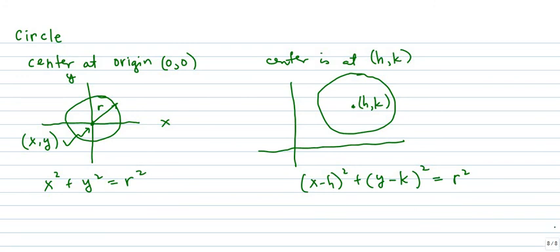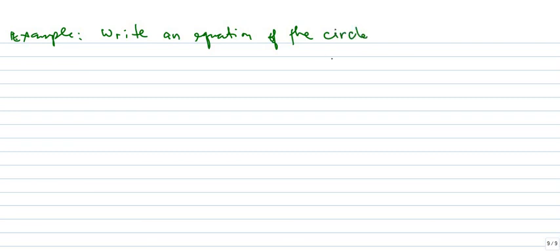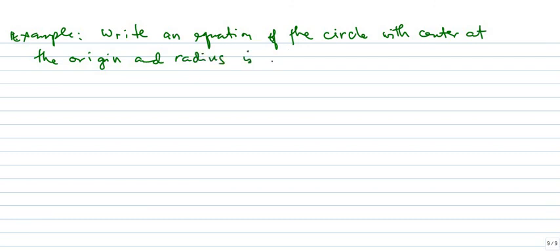So we will have our example for finding the equation of a circle. Say for example, we have here example 1. Write an equation of the circle with center at the origin, that means at (0, 0), and radius is 3.